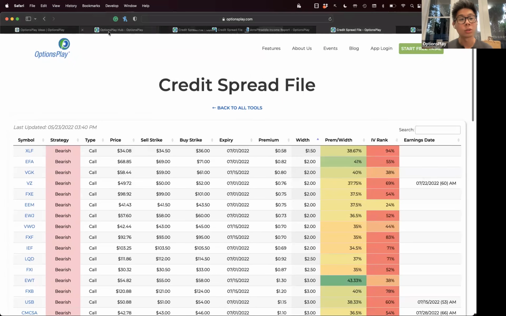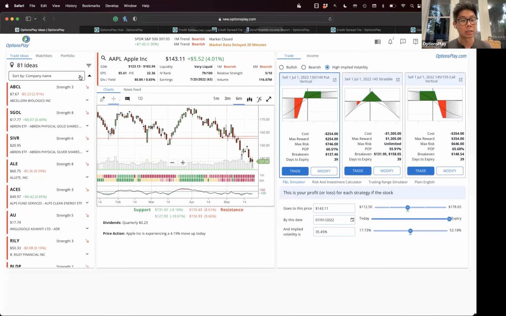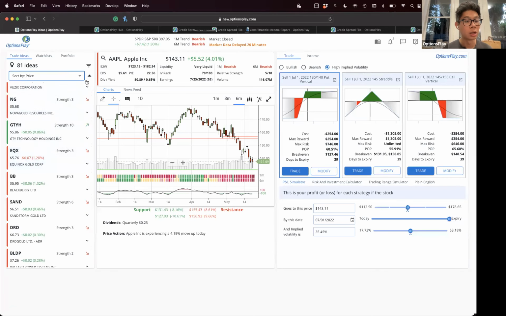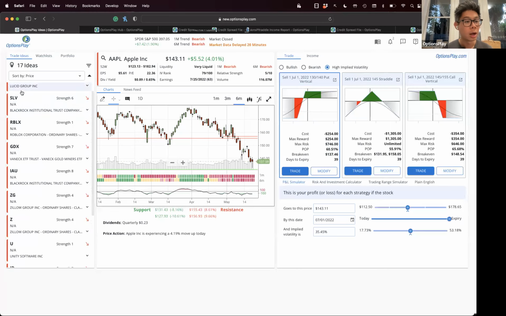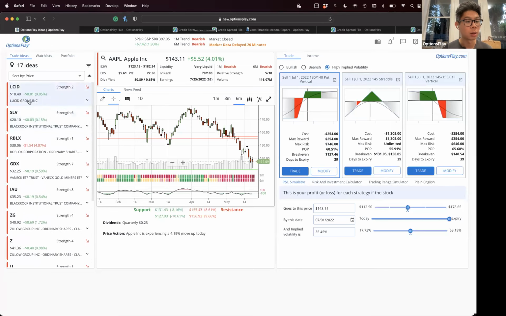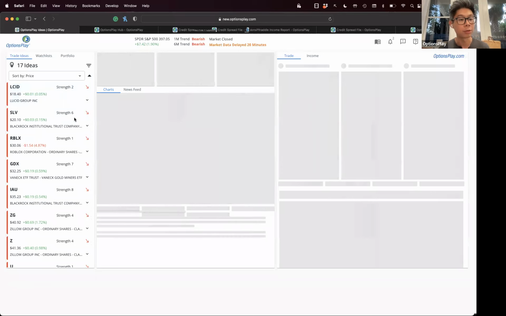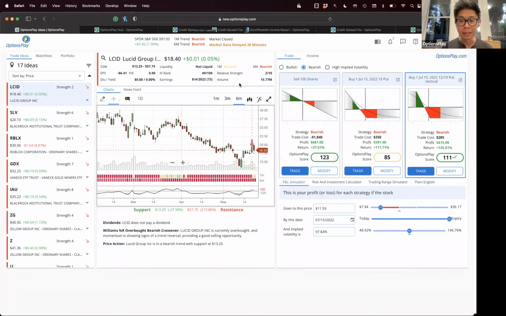So basically what you want to do is simply select stocks with lower price. When you go to trade ideas, when you go to watch lists, you can sort based on price as well. So if you want to simply look for trade ideas that are lower priced, you can do so. You can still select large cap, mega cap, if you will, and only trade the ones with the smallest price. So Lucid Group, for example, this is an $18 stock.